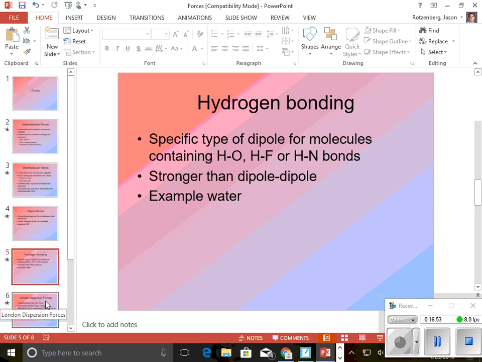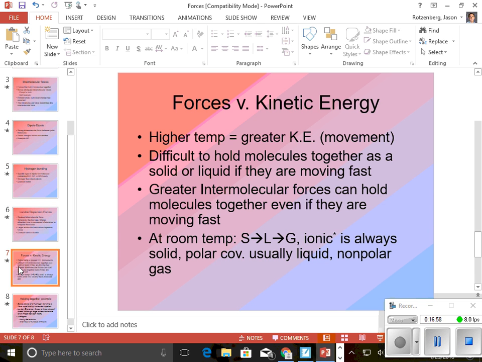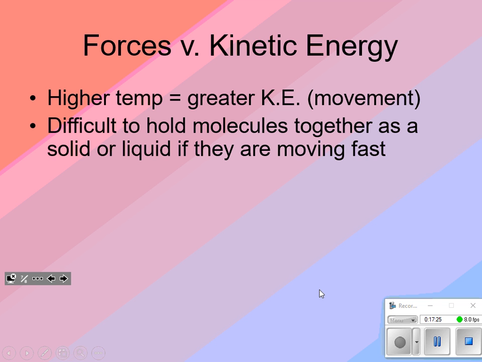So continuing on, a couple of keys that we need to be aware of. State of matter is a balance between two things. It's a balance between the forces holding things together, so the attraction, and the amount of kinetic energy. And as I have for the first bullet point, the higher the temperature, the greater the movement. The faster things are moving, the more difficult it is to hold them together.